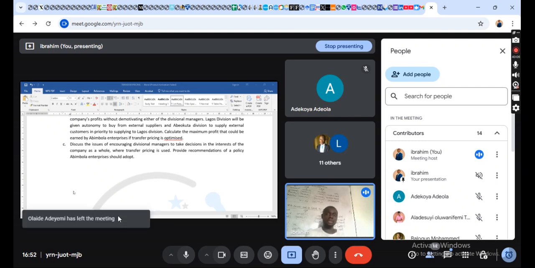You are trying to encourage the divisional manager to take the decision in the interest of the company, where transfer price is what is used. What are the issues? Conflict of interest may arise, right?